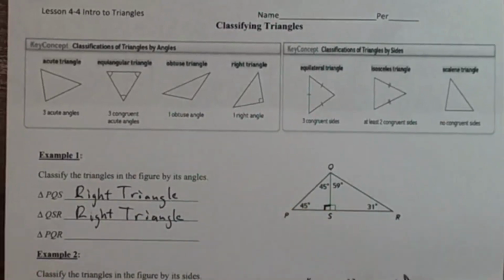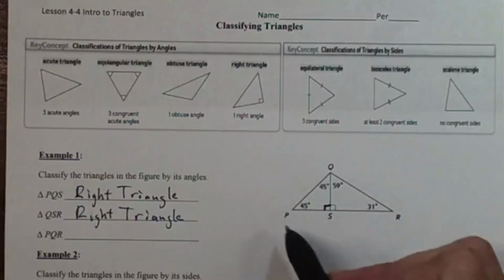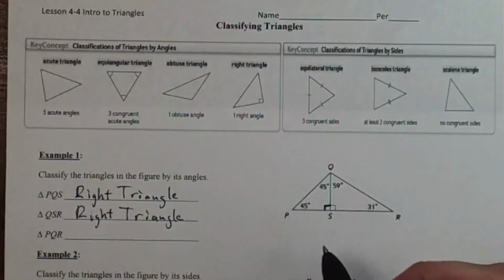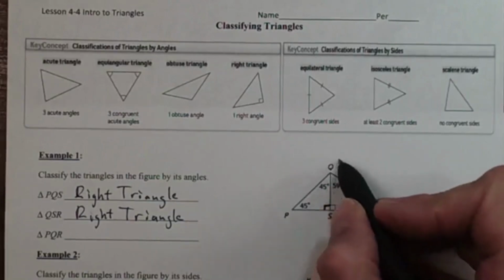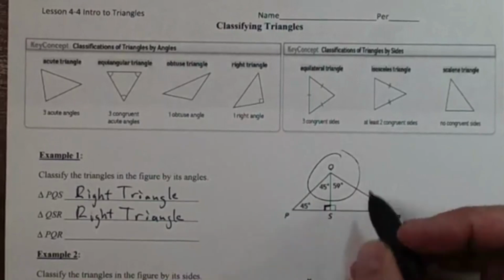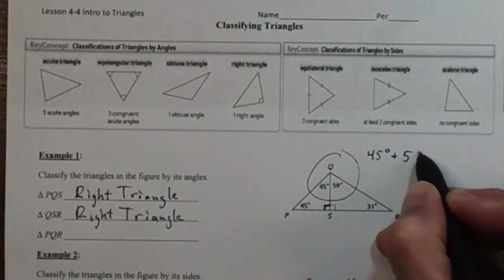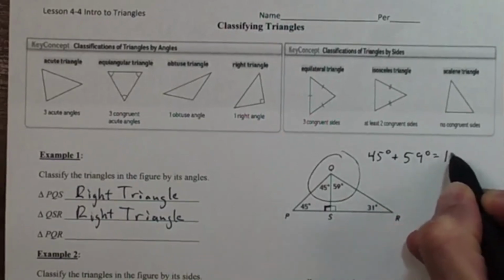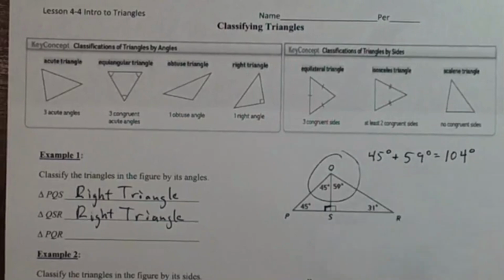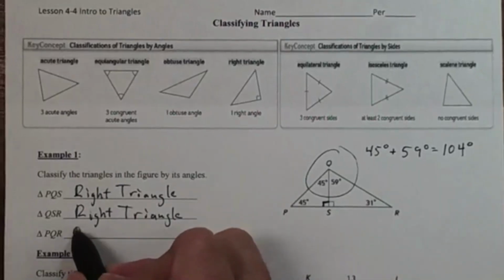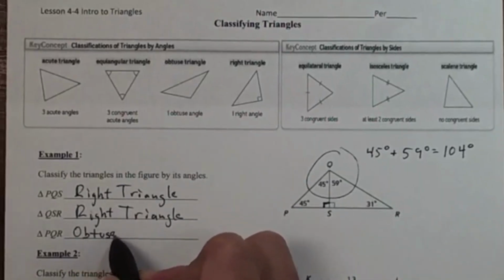All right, lastly, triangle PQR, the big one where you have two of the triangles added up to make the big one. If I look here, I have these two angles, and if I add those two angles up, I get 104 degrees. So that means we have one angle in that big triangle that's obtuse. So this is an obtuse triangle.